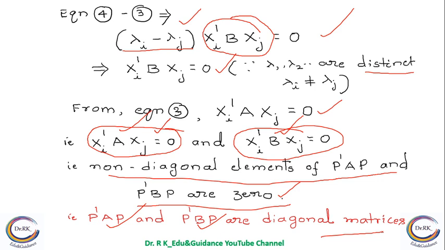So this is one of the important properties. Whenever the determinant of A minus lambda B equal to 0 has distinct roots lambda 1, lambda 2, so on lambda n, then for a non-singular matrix P, P transpose AP and P transpose BP become diagonal matrices. Okay.